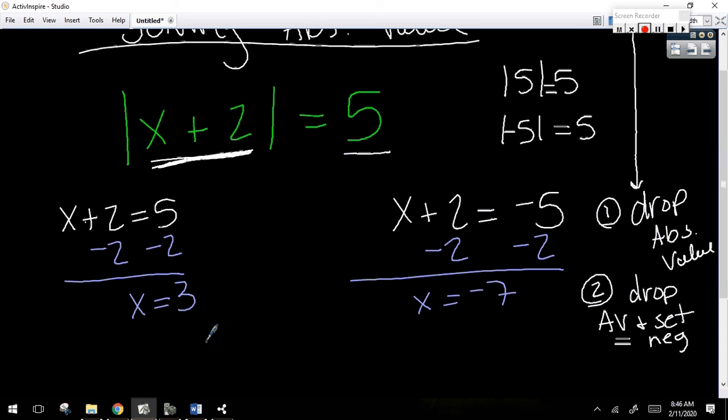If you plug in 3, you get the absolute value of 5. Is that 5? If you plug in -7, that's the one that doesn't look like it'll work, right? You look at it and go, that can't be right. But when you plug it in, you get the absolute value of -5, which is... All right, I'll give you a second to catch up.